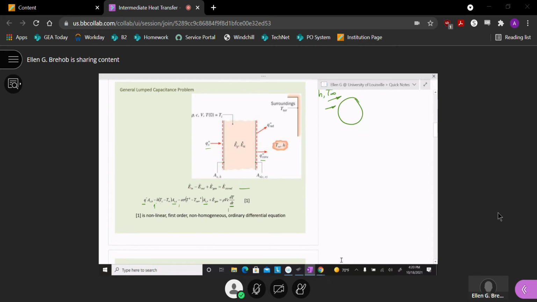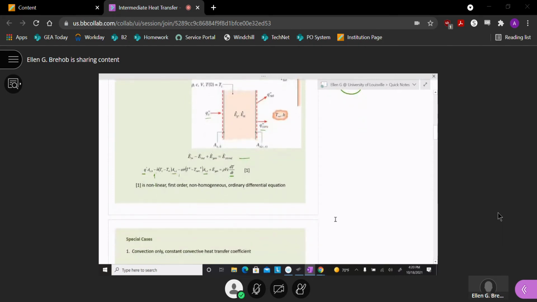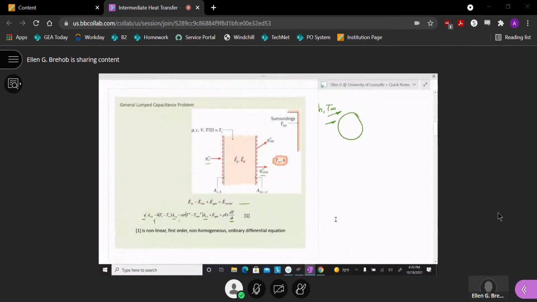This is a nonlinear, first order, non-homogeneous, ordinary differential equation. Okay. And there are special cases that we will talk about solutions for this.